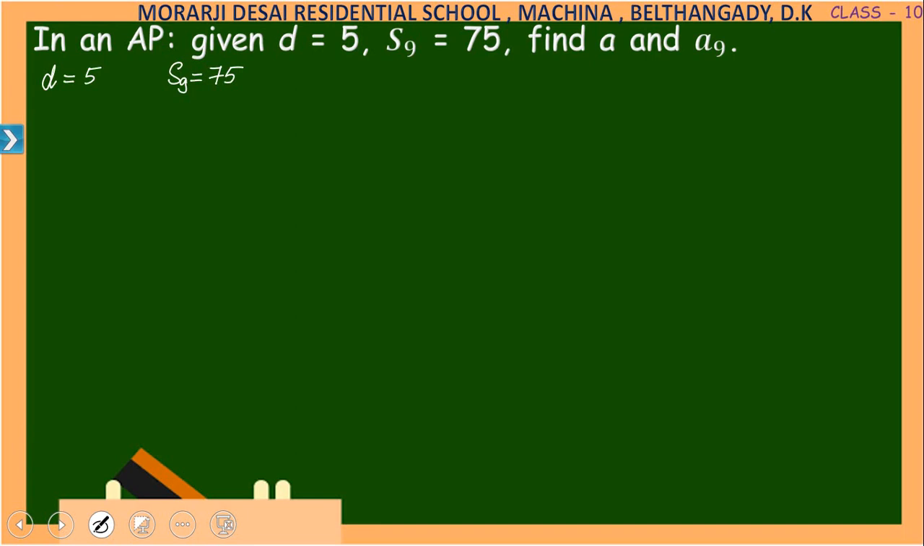Now, here write the formula of Sn. Sn is equal to n by 2 into 2a plus n minus 1 into d, that is equal to 75. Now S9 is 75, so the value of n is 9. So 9 by 2 into 2a plus n minus 1. What is n? n is 9.